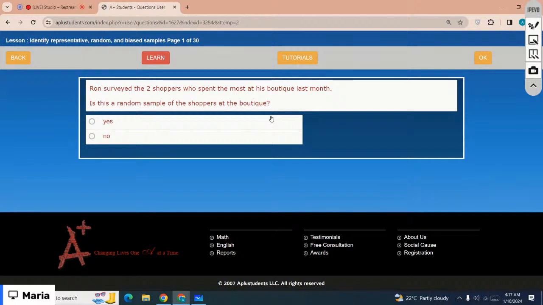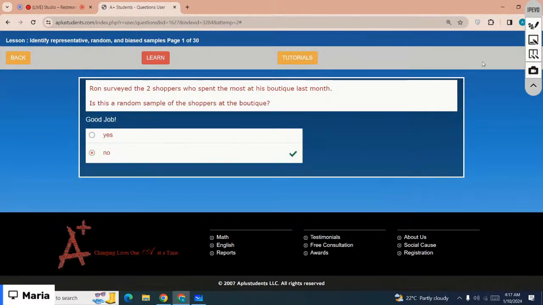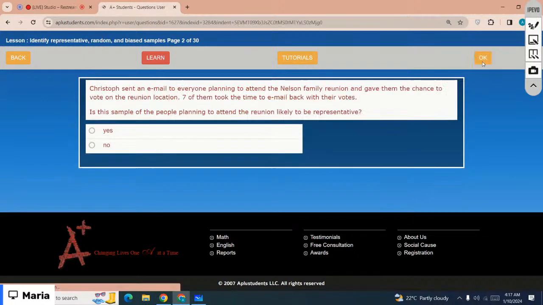Random sample means the sample where all the members have an equal chance to be selected. That would be a random sample, right? So here he already selected 2, the 2 who already spent the most at his boutique, right? So this is not a random sample. The correct option is no. They are biased samples, not representative samples.